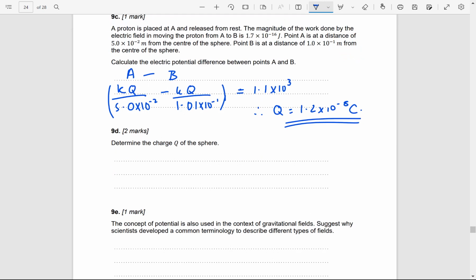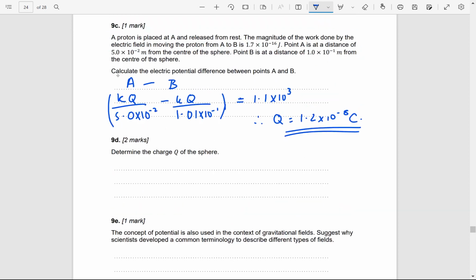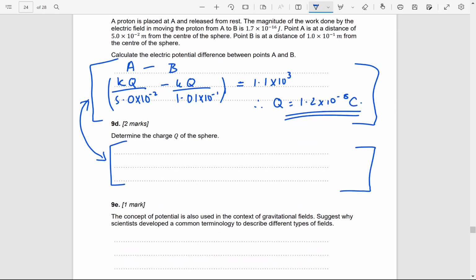Oh, apologies, I've just done 9D. I was copying it from my working, and I've just done 9D there. What a donut. Right, apologies. That is 9D. And 9C. Right, sorry. So this is 9C, this is 9D. Right, try again. So calculate the electric potential difference.